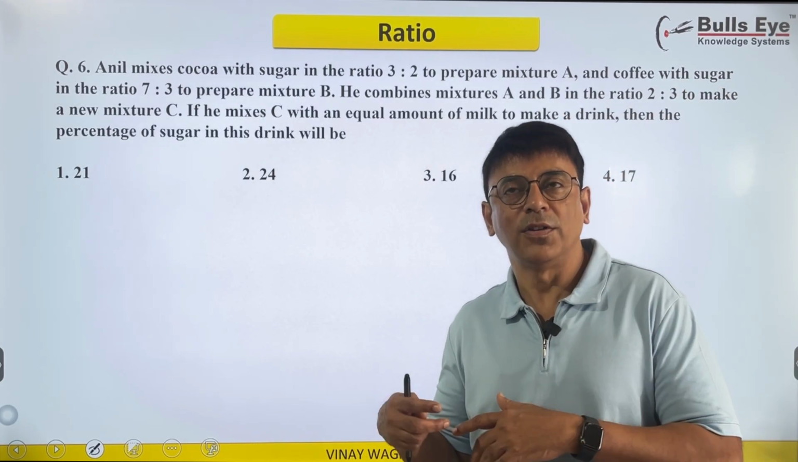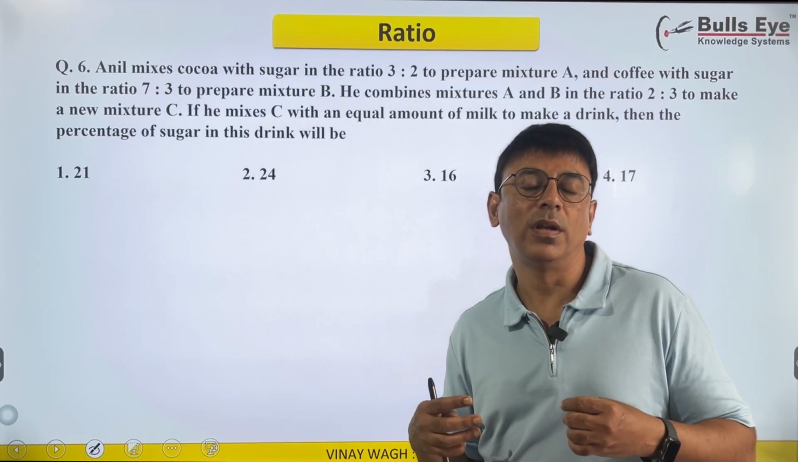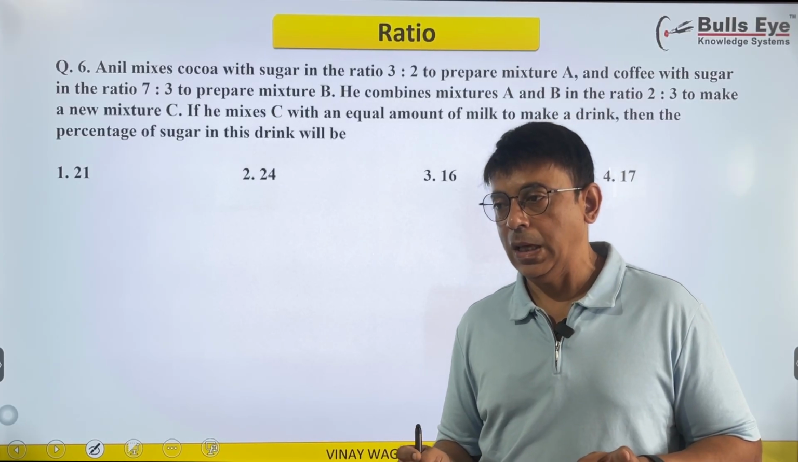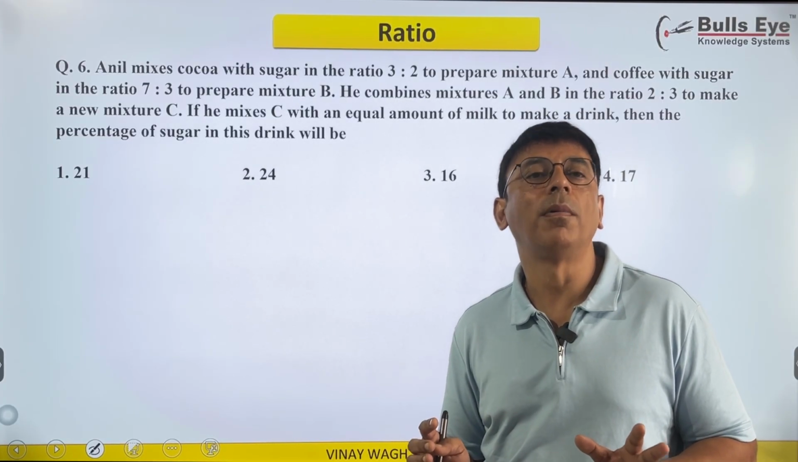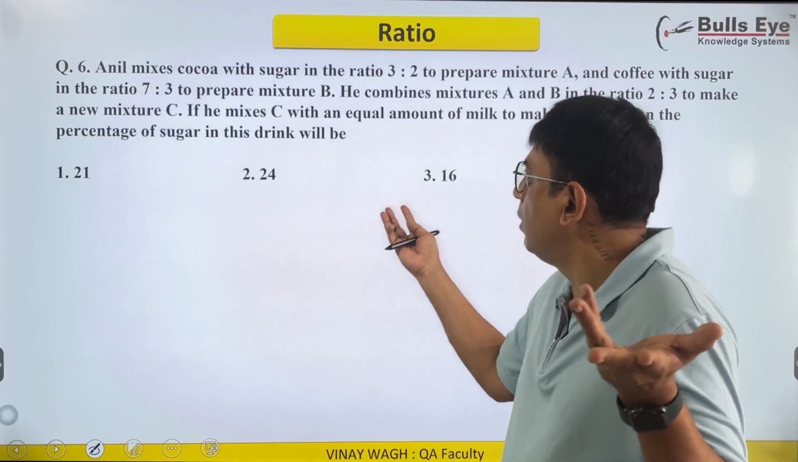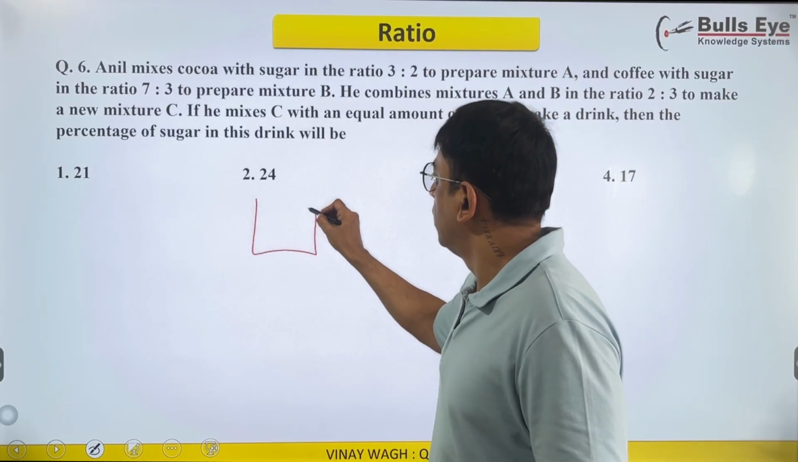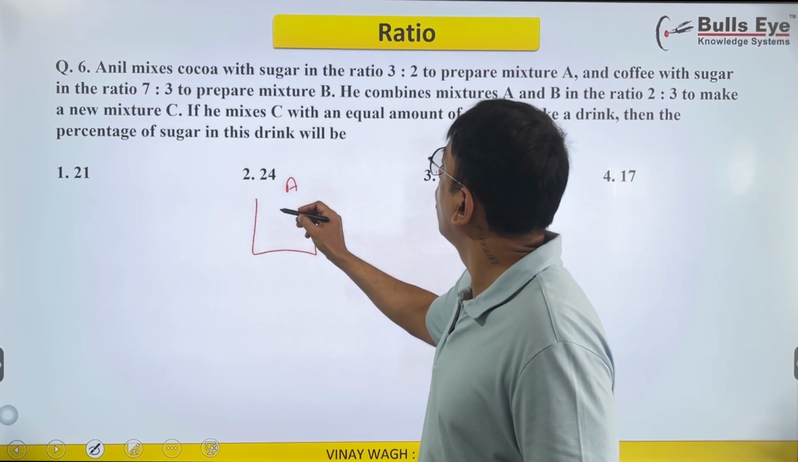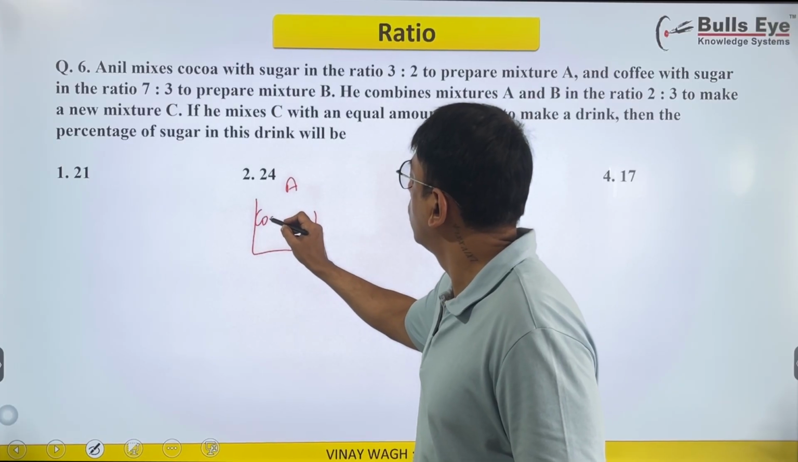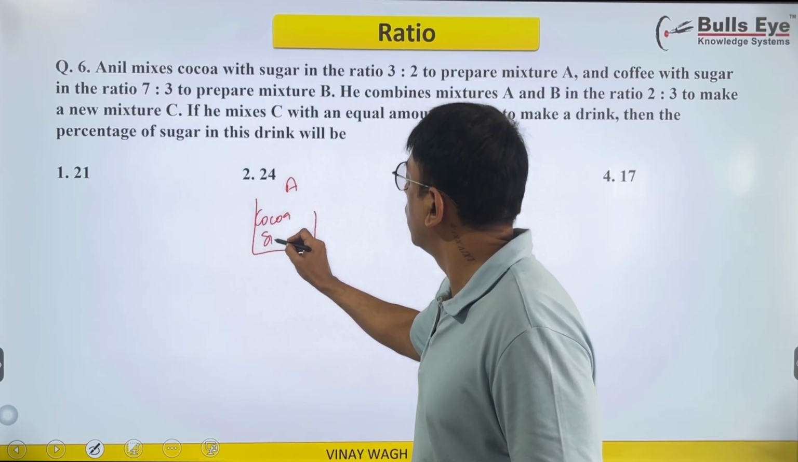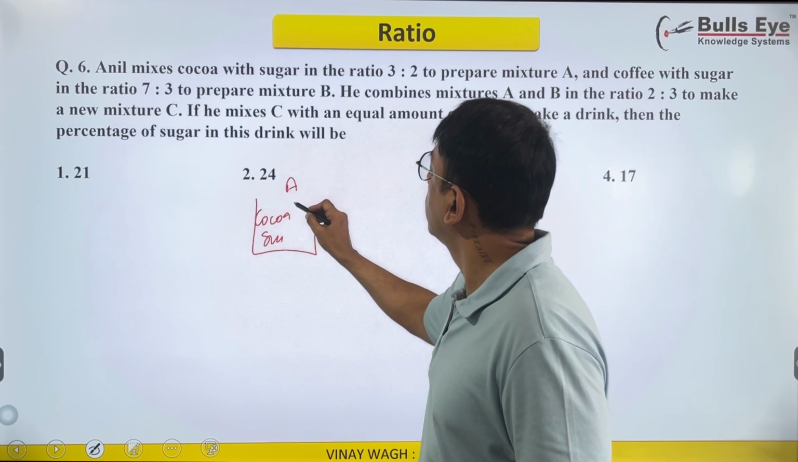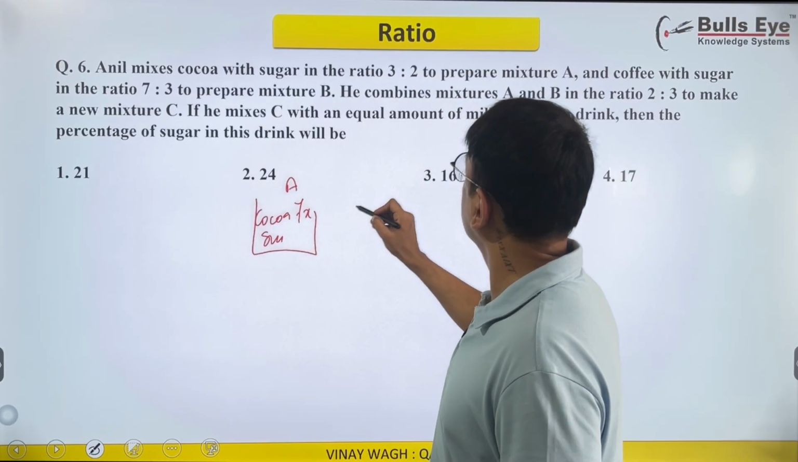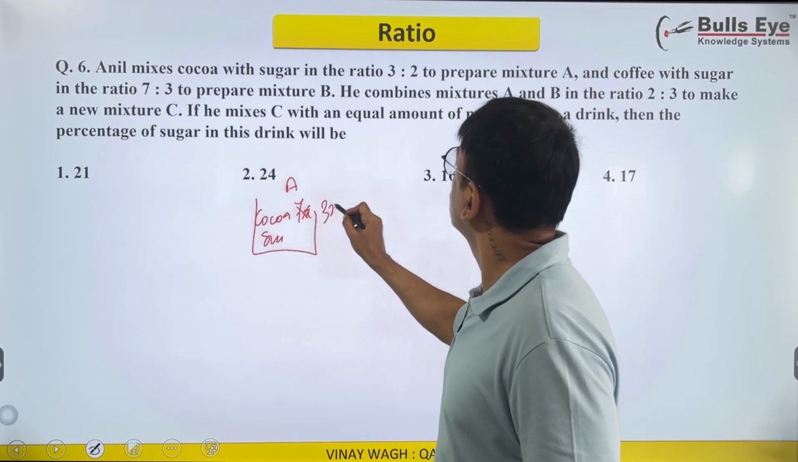Similarly, as in the previous question, we are given good information. We don't have to worry about the start. Just go with the momentum, the information, the way it is said. This is A and it's a ratio of what? Cocoa is to sugar. And what's the ratio? It is 3x is to 2x.